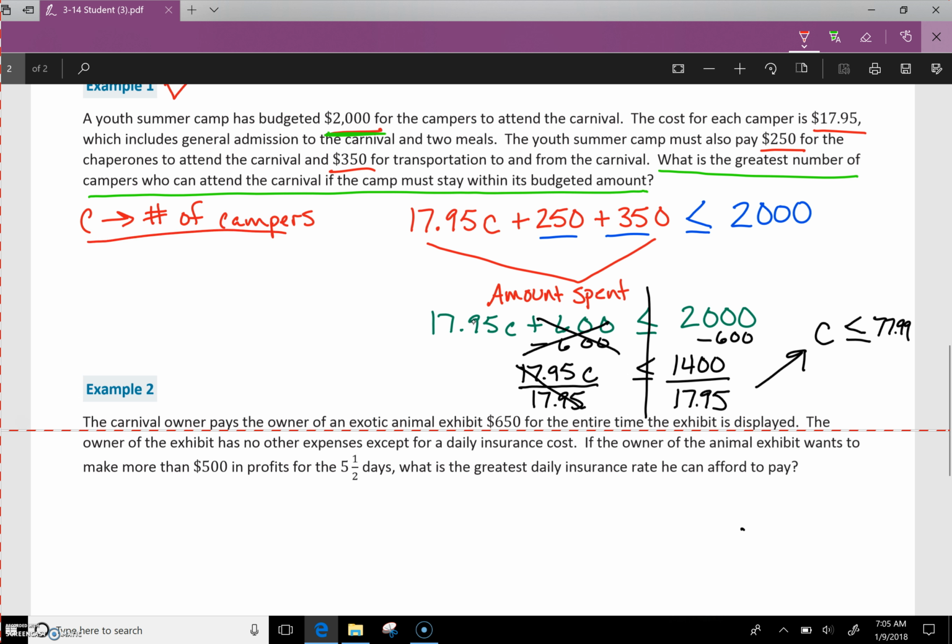C stands for number of campers. So our number of campers has to be less than or equal to 77.99. That's not a whole number, so we do need to round it. And so our number of campers has to be less than or equal to 77. We round it down because they won't have quite enough money for that 78th camper.